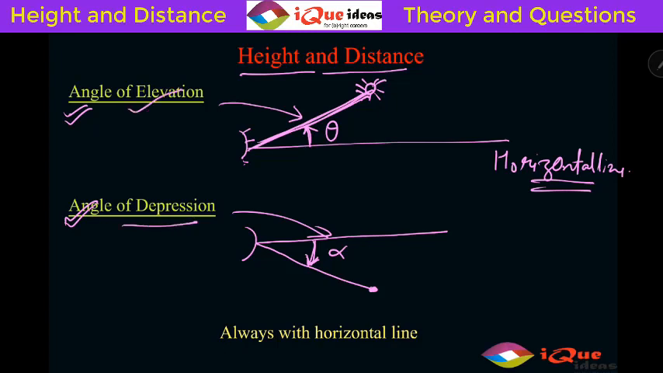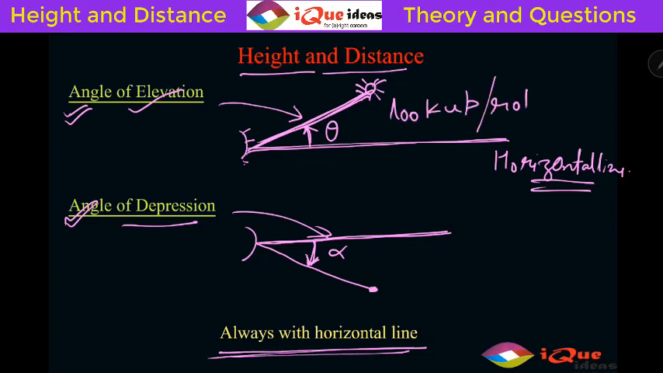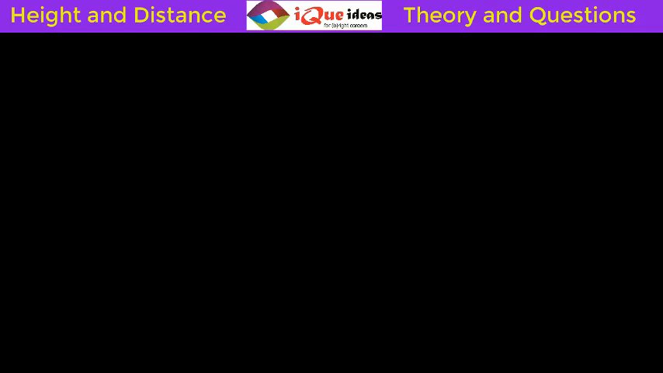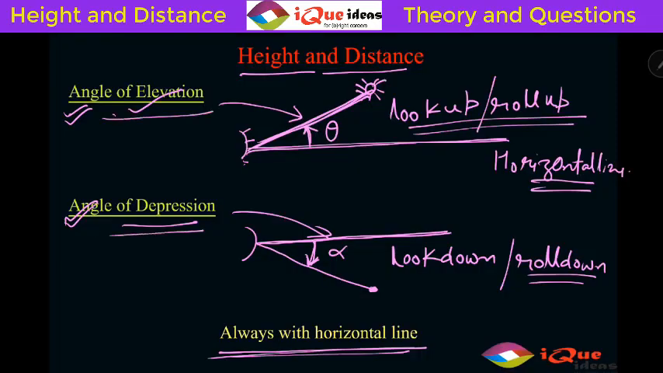So in any case, whether it is angle of elevation or angle of depression, it has to be measured always with the horizontal line. So whether you look up or you look down, just measure what is the angle that you move with respect to horizontal line. If you roll up your eyes, there will be an angle of elevation. And if you look down or you roll down, that means the angle formed with the horizontal line will be the angle of depression. Okay, so this is the very basic thing about angle of elevation and angle of depression.